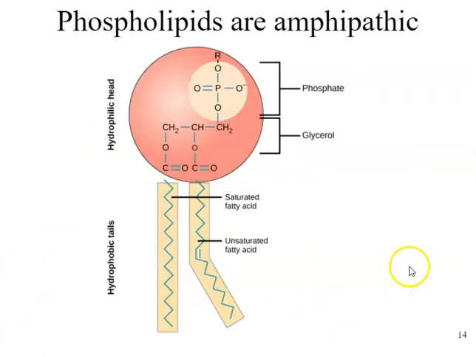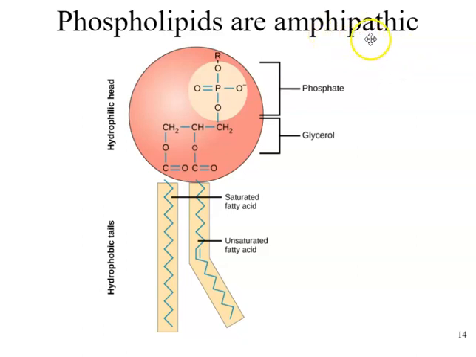So I'm going to introduce this one term and then close this particular video lecture. I'm going to introduce this term called amphipathic. So think about the word amphibian, right? An amphibian is a creature that can live on land and in water. It goes back and forth.